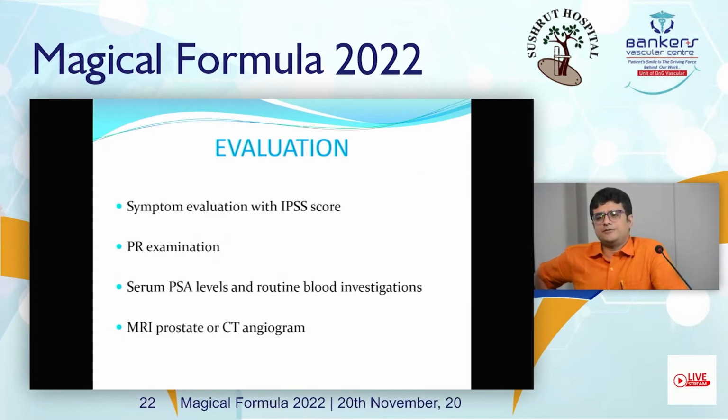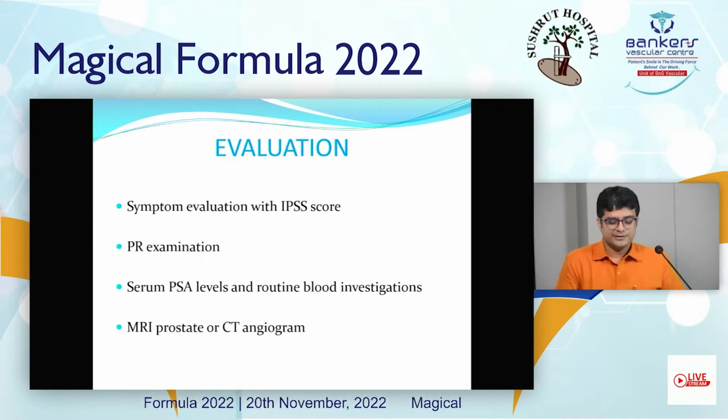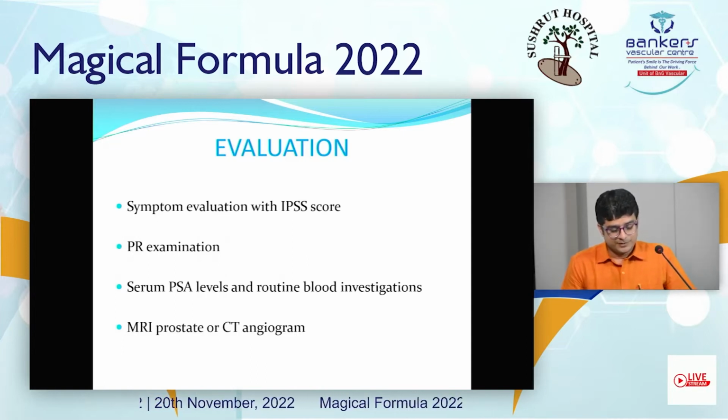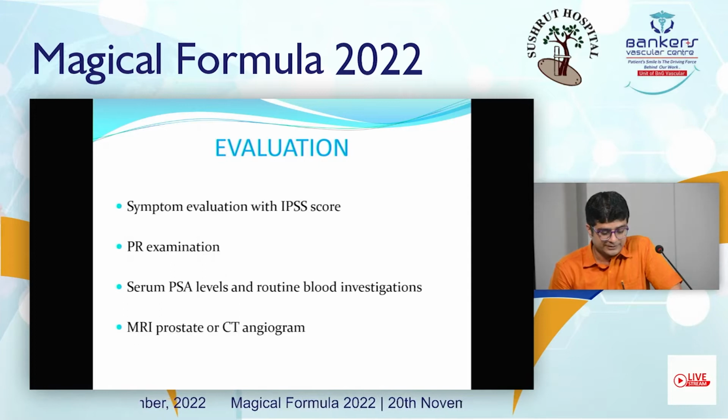So how to evaluate a patient with prostatic enlargement? Symptom evaluation, objectively, is by the IPSS score, that is the International Prostatic Symptom Score. Per rectal examination to see whether the prostate is hard or soft. If the prostate is hard, we have to rule out malignancy. Serum prostate specific antigen levels, PSA levels, to look for malignancy, and routine blood investigations. MRI prostate or a CT angiogram, depending on the previous examination, if we are suspecting anything abnormal.